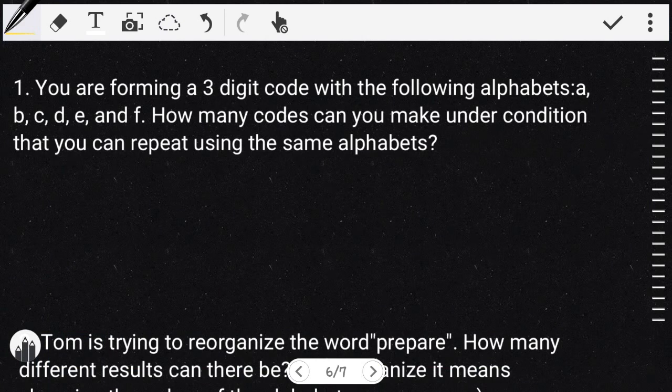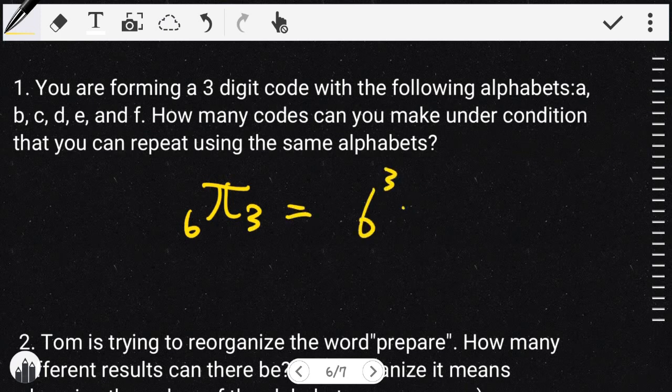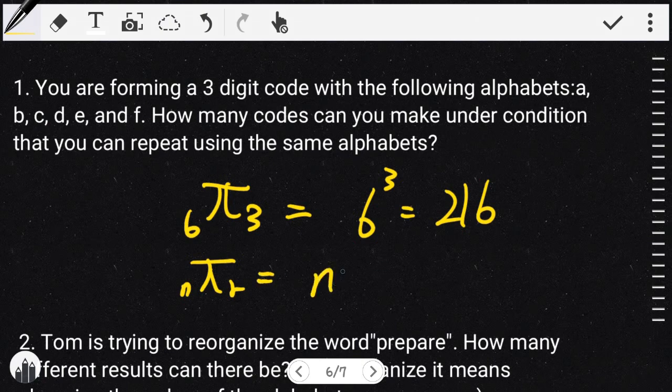So you're forming a 3-digit code with the following letters A, B, C, D, E, and F. That's total 6 values. By using the equation we have learned in the front, out of 6 values, we are choosing 3. And this becomes 6^3, which becomes 216. That is the answer. Remember that nPr equals n powered by r.